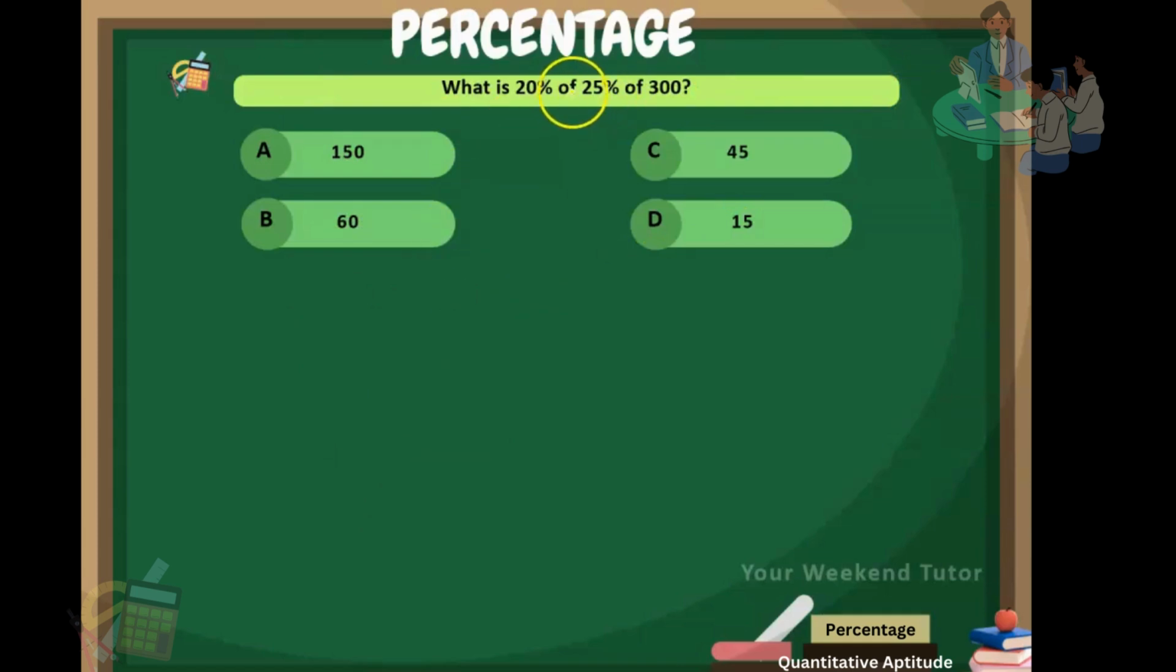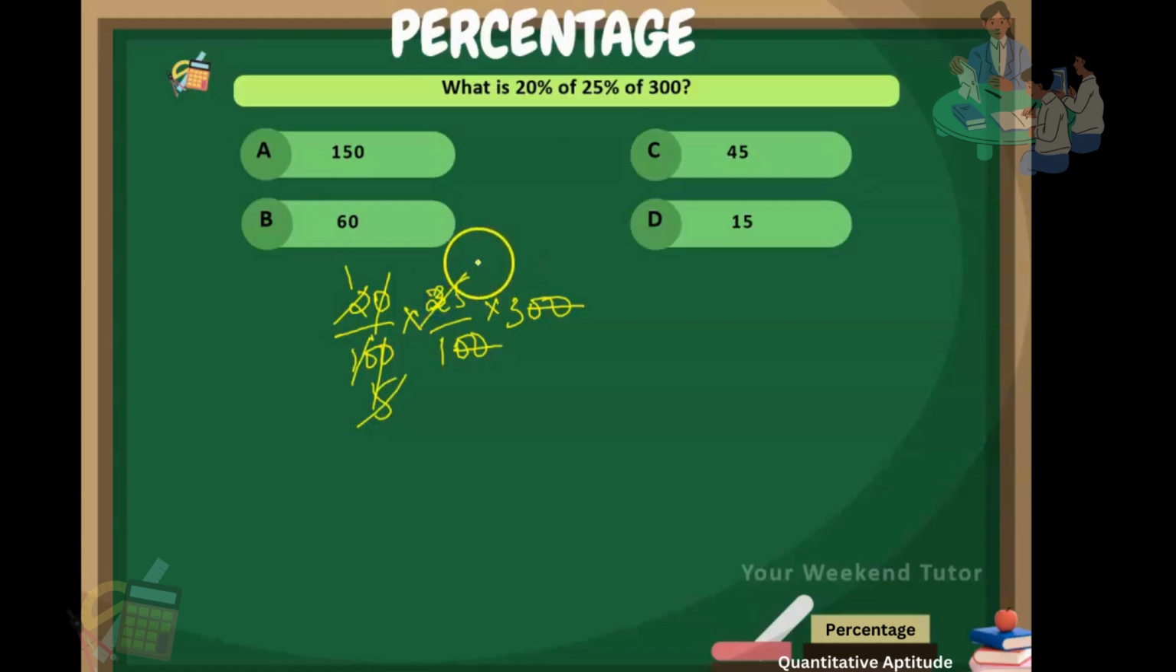Now, what is 20% of 25% of 300? You can write it as 20% of 25% of 300, right? You can do it in two ways. 20 by 100 into 25 by 100 into 300, right? 2 zeros, 2 zeros cancel, 1 zero, 1 zero cancel, 2 1s are 2, 5 1s are 5, 5 into 3, 50. So D is the correct answer.